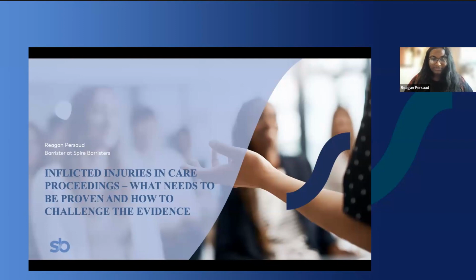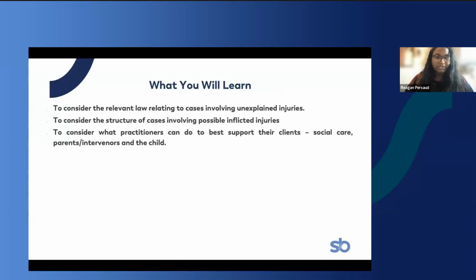So what we're going to look at this afternoon is the issue of inflicted injuries in care proceedings, what needs to be proven, so the local authority's side and what best practice may look like for them, and how to challenge the evidence. So if you're for a parent, if you're for the child or the children, what it is you may need to be doing to challenge what is being said by the local authority.